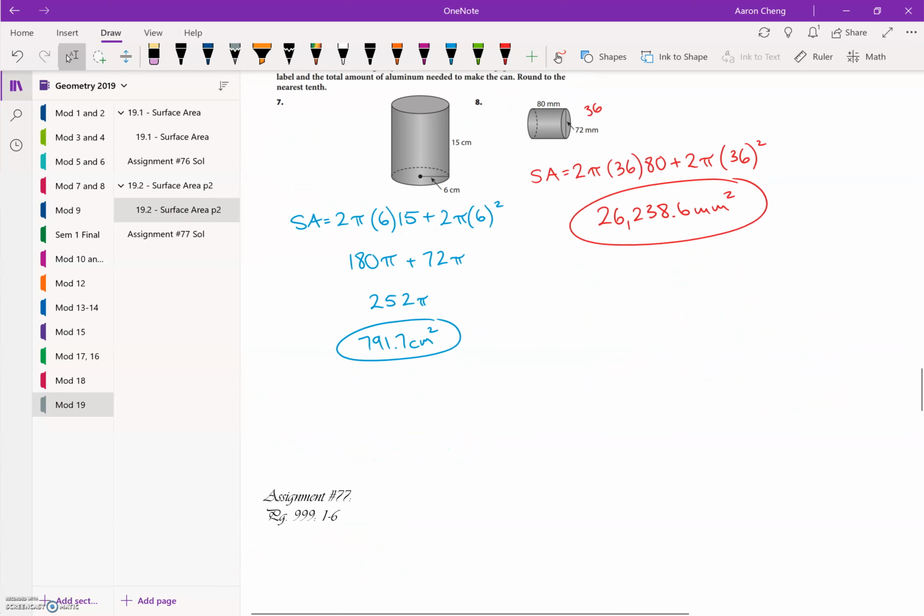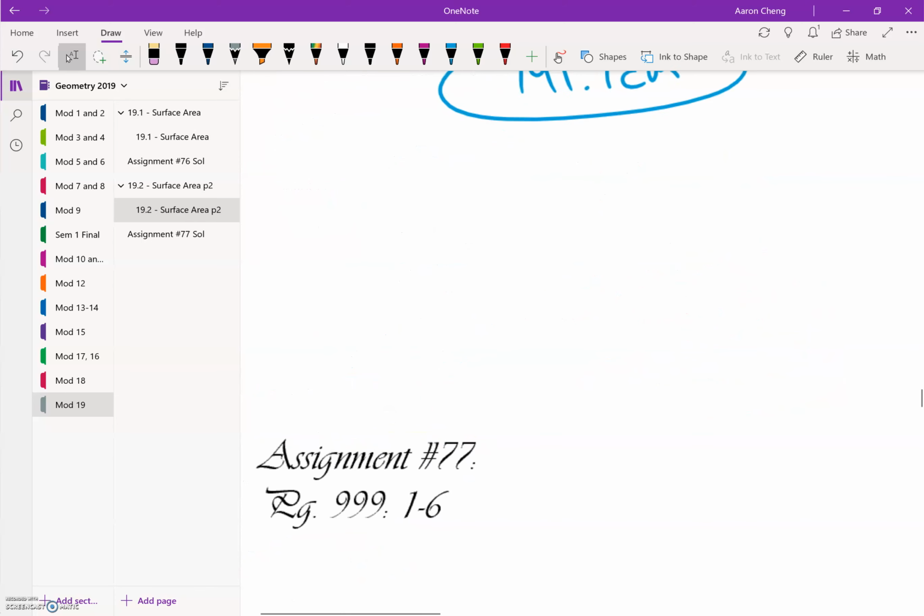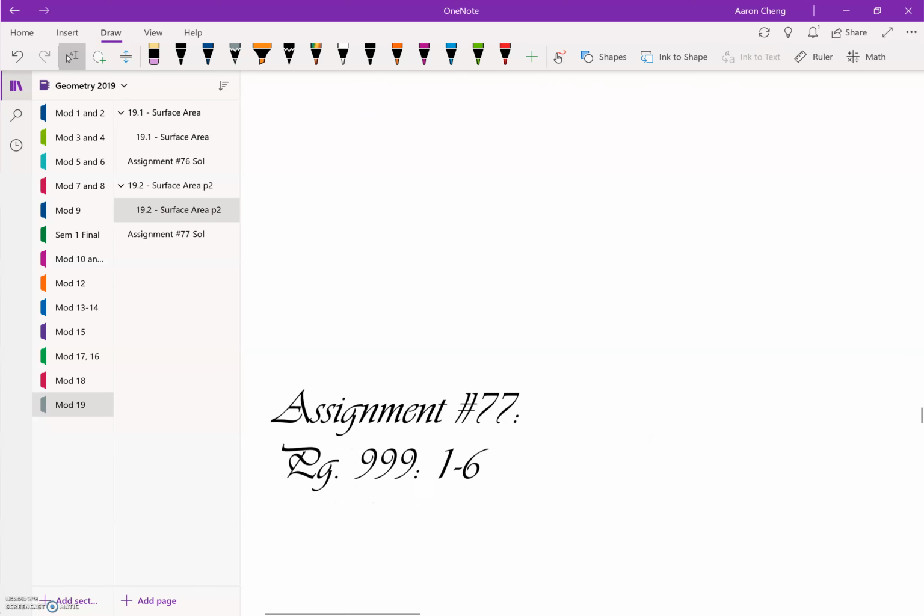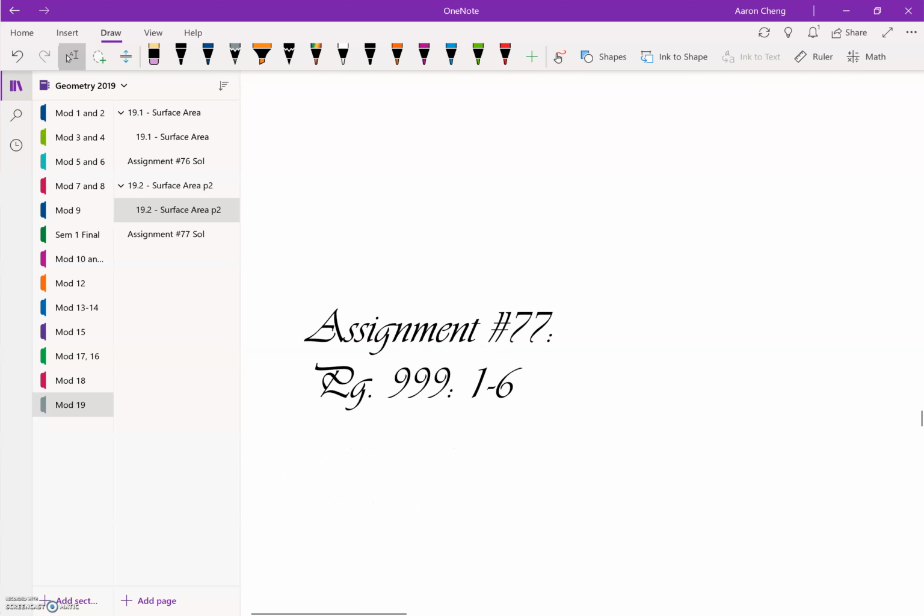Your assignment, this is actually just half of the problems. I'm giving you just assignment 1 through 6. We'll talk about combined figures tomorrow. So there you go. Have a good one.